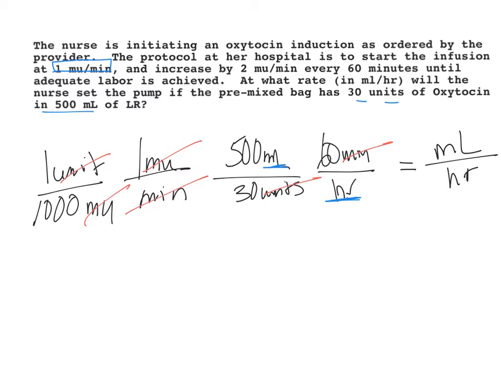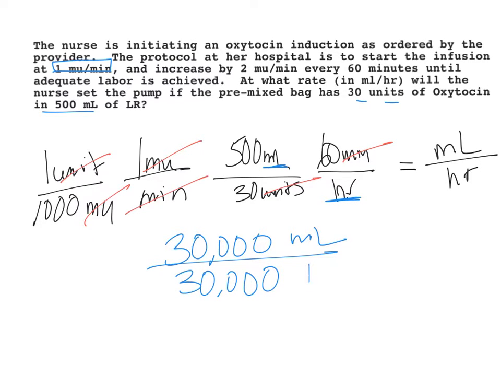This is the point where some of you might reduce your fractions, but you don't have to. So what we're going to end up with is 30,000 mLs over 30,000 hours. Okay, so solve that any way you want to. It's going to come out to 1 ml per hour equals 1 MU per minute. Okay, and that sort of illustrates our point. That concentration is going to be a 1-to-1 ratio, but 1 mL per hour is our answer using dimensional analysis.